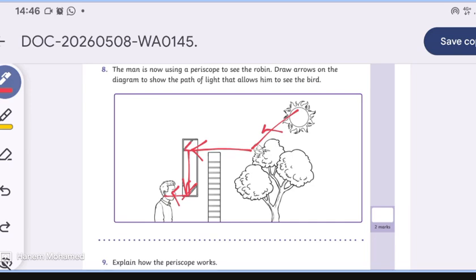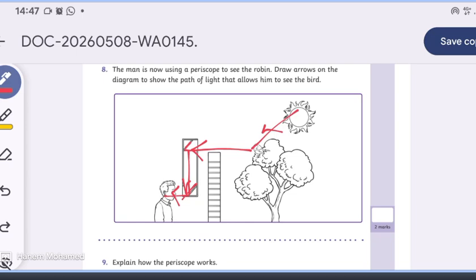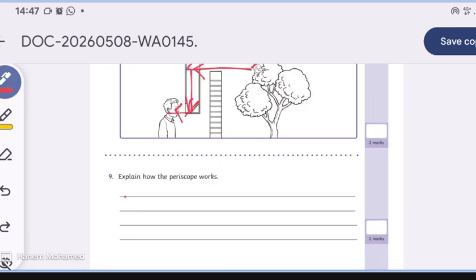So each line is very important. Number 1, the light falls on the objects like the robin. The bird reflects the light in many directions. Some of it will go through the hole. The first mirror will reflect the light. The second mirror also will reflect the light onto the eye of the boy. So this is how we draw the arrows to show how the boy can use the periscope to see the robin. But now, can you explain for me how the periscope works?